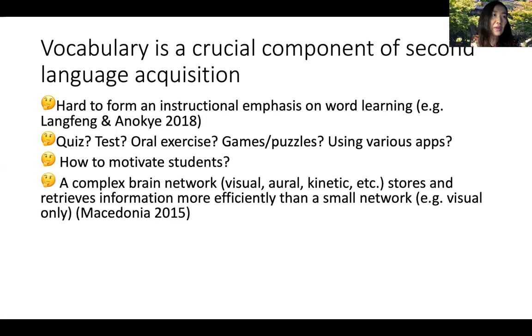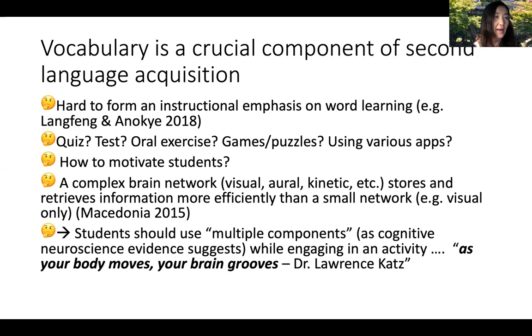So one of the ideas I'd like to use is a complex brain network. A complex brain network stores and retrieves information more efficiently than a small network. Based on this, students should use multiple components while engaging in an activity. Dr. Katz says, your body moves, as your body moves, your brain grooves. So it's good to have new experiences that combine physical senses with emotions, so that we can give your brain new stimulation.